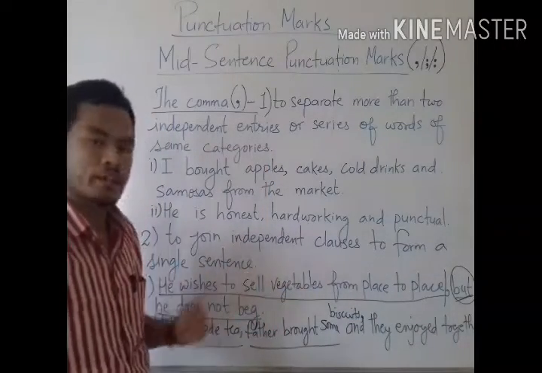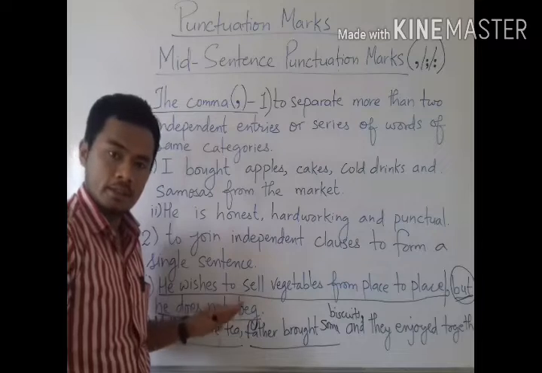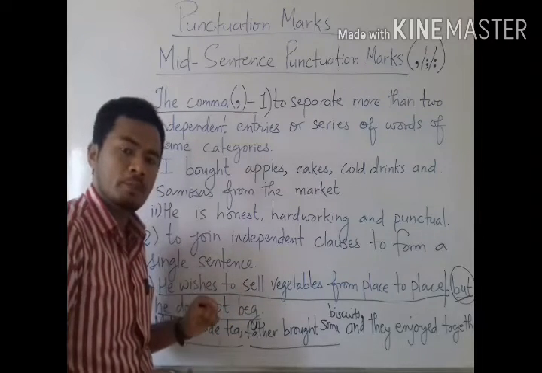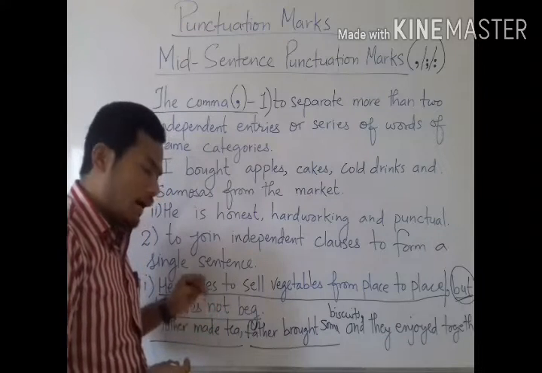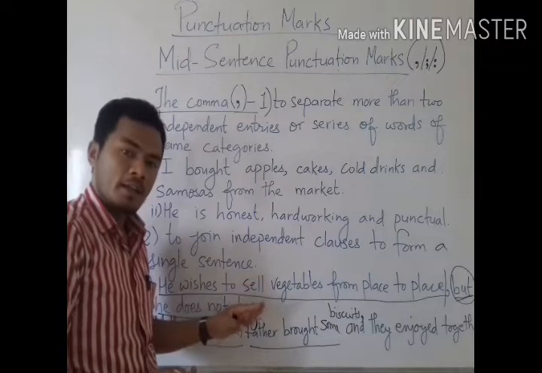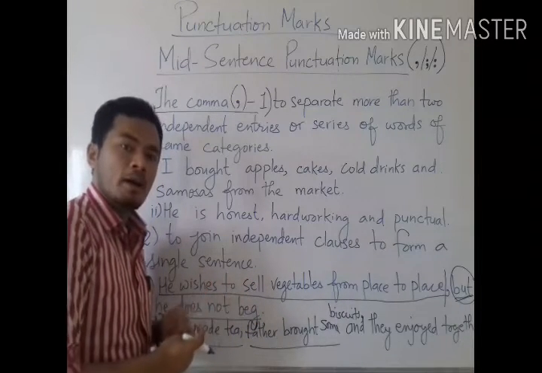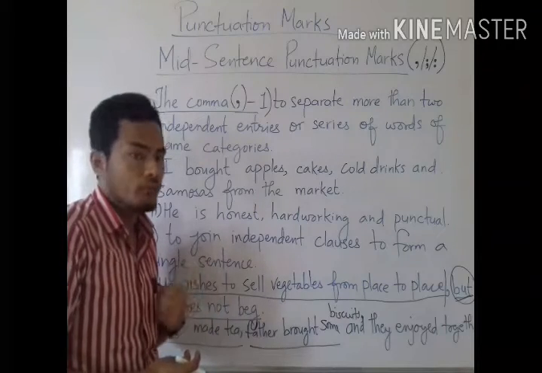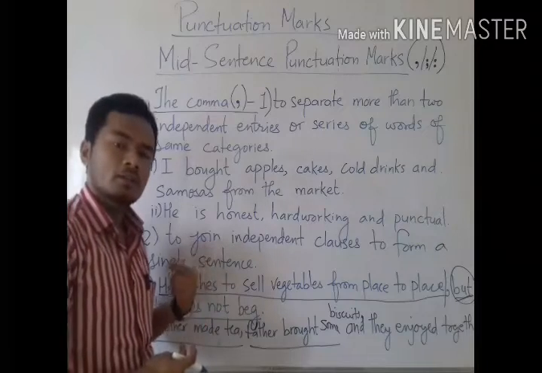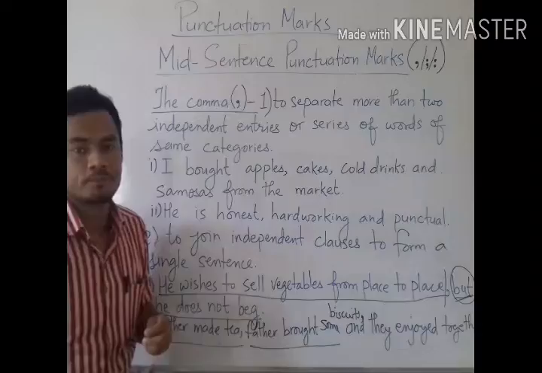Comma, and they enjoyed together. So see here, we have three independent clauses. This sentence has been formed by joining three independent clauses together. After each independent clause, I have used a comma, and I have joined these three independent clauses by using commas to make them one meaningful sentence. So comma is also used to join independent clauses together.